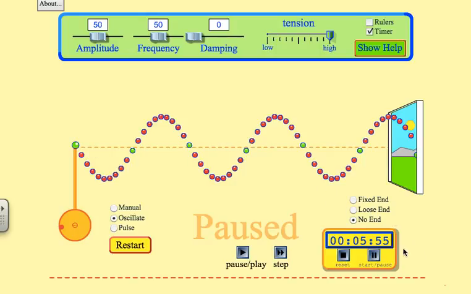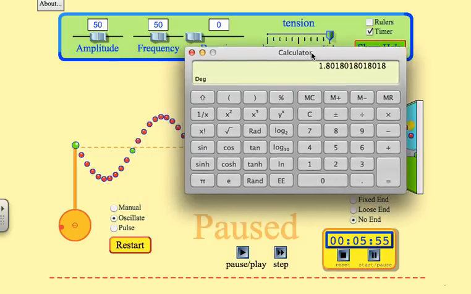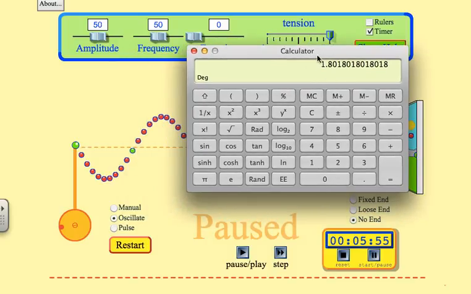The amount of time that's passed is 5.55. Frequency is very simply the number of cycles, 10, divided by the amount of time, 5.55 seconds. So the frequency of this wave right now is about 1.8 hertz. That's how frequent these waves are occurring. Every second that passes, about 1.8 waves, almost 2 waves, will have occurred.